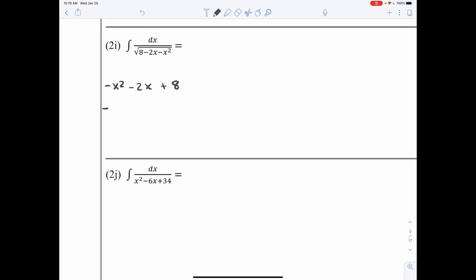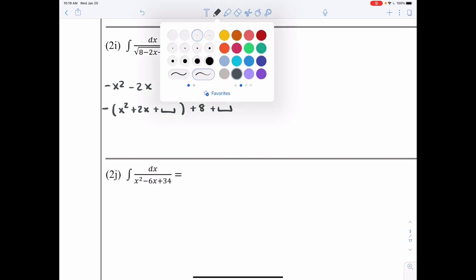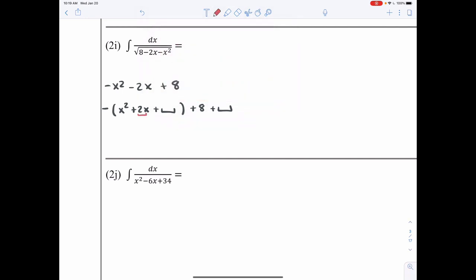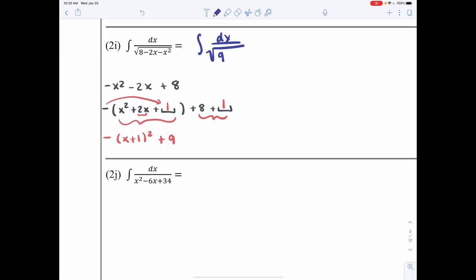Let's take out a negative, but only from the first 2 terms. To figure out what number completes a square, we're going to take our b, cut it in half to get 1, and square it. But remember, that's not really a 1. It's really a negative 1, which means to balance this needs to be a positive 1. If I factor this, I now have negative x plus 1 squared, and 8 plus 1 is 9. Now that's going to help us because when we go to rewrite this integral, it is now the square root of 9 minus x plus 1 squared.